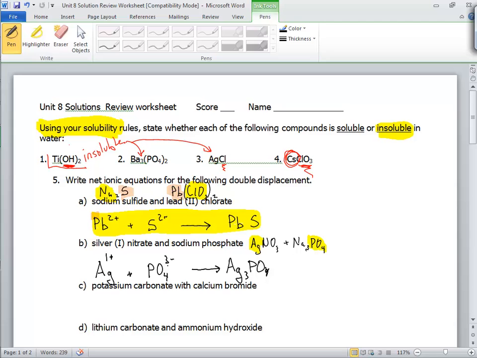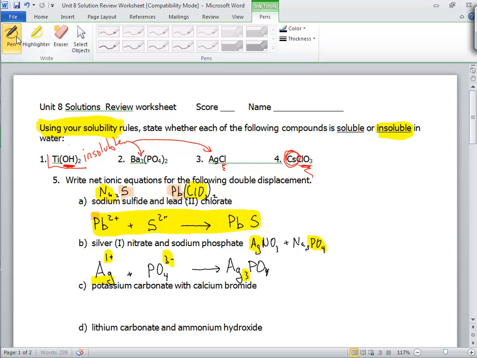So we have the ions and the final product, but it is not balanced, and it's not balanced for two reasons. One reason is we have 3 silver here and only 1 silver here, so the silver is not balanced. Also, if we look at the charges, they are not balanced.